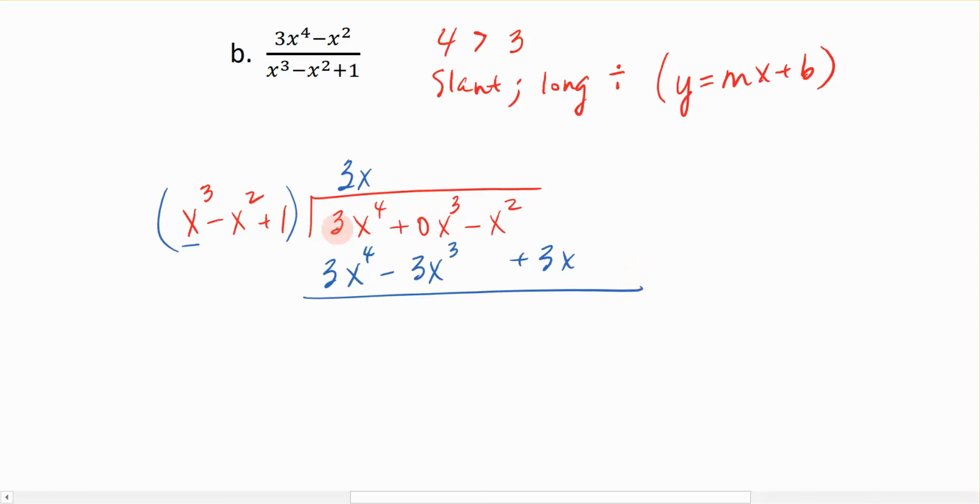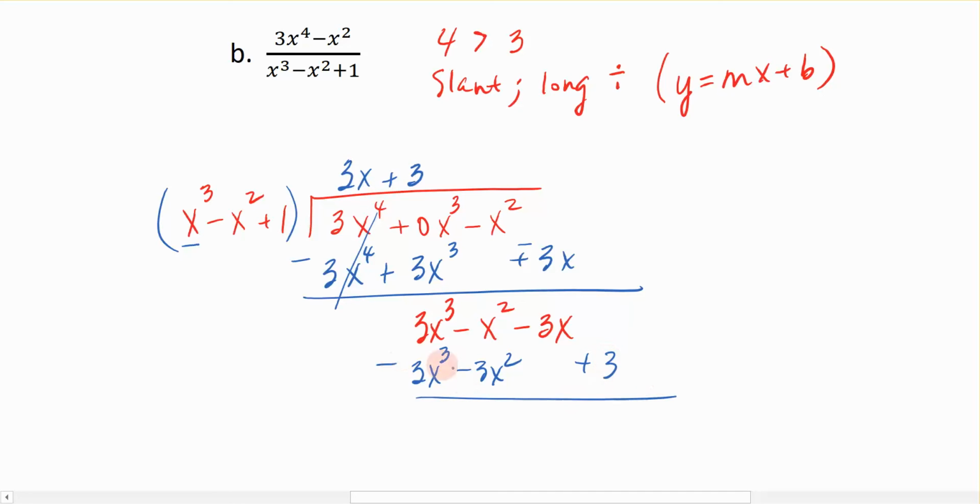Now we've got to go in and change our signs, and then add straight down. So this is gone. This is now a 3x cubed. Bring down my x squared and minus 3x, and we start all over. So what do I multiply x cubed by to get 3x cubed? Well, that's plus 3. So 3 times x cubed is again 3x cubed minus 3x squared plus 3.